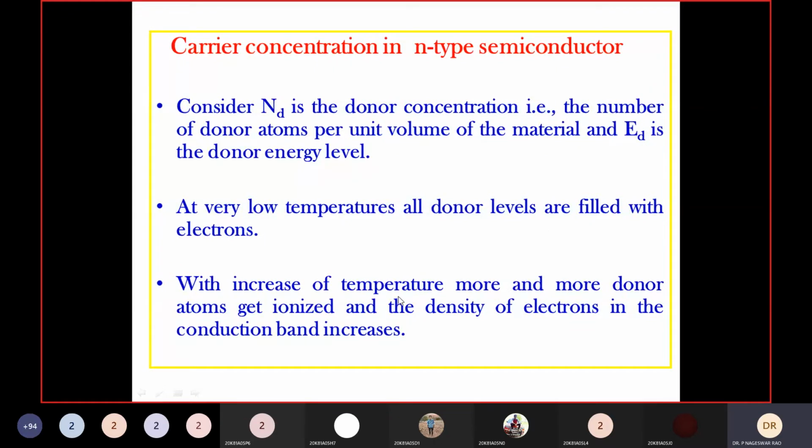With an increase of temperature, more and more donor atoms get ionized, and the density of electrons in the conduction band increases. If you give even a small energy, those donor atoms go to the excited state, and the excited state is nothing but the conduction band. Those electrons are involved in conduction.